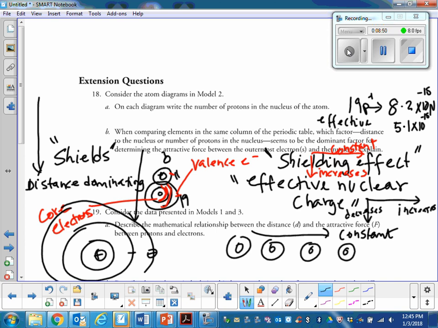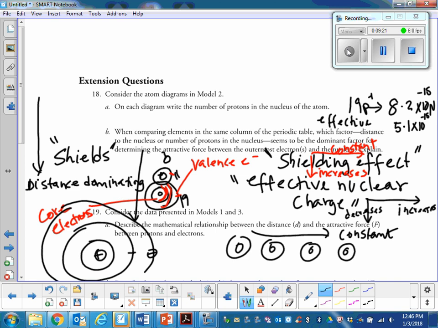So the effective nuclear charge is how much of the power of the nucleus it feels. That power depends on the shield. If the shields are more, the power is less. So effective nuclear charge decreases going down. The power of attraction is less. It is the power of attraction of the nucleus for the outermost valence electron. Force of attraction. Yes, Stephen.